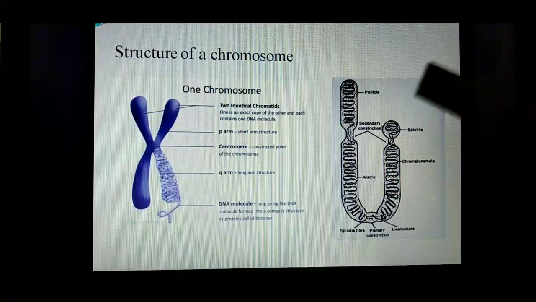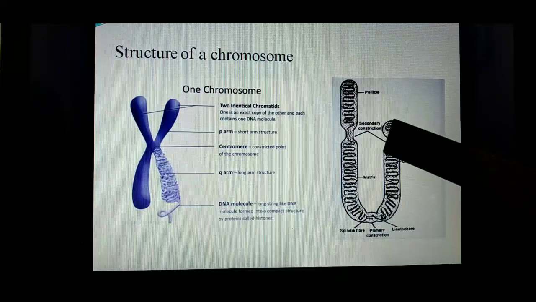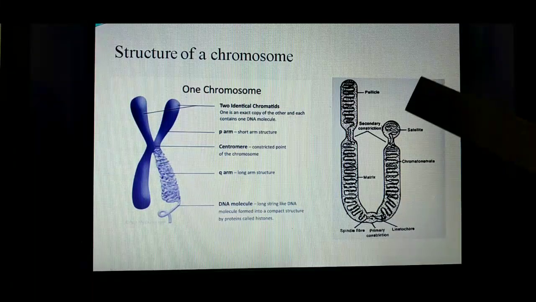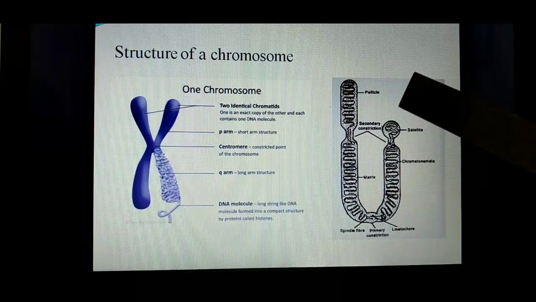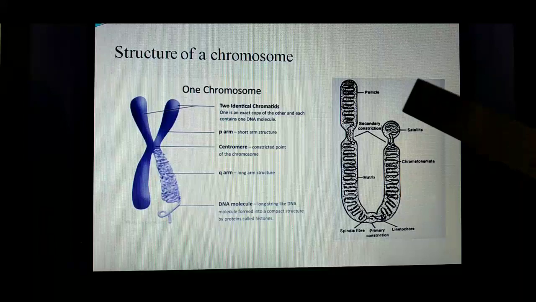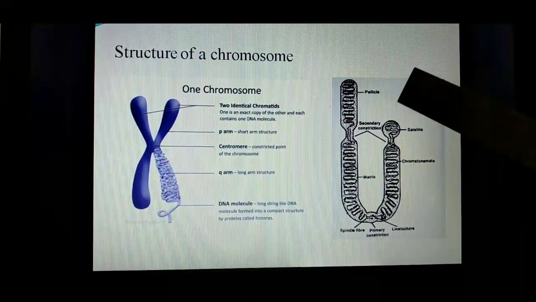The next region is the satellite. This knob-like structure is called the satellite. In some chromosomes, this knob-like appendage is present at one end of the chromosome. If that appendage is present in the chromosome, it is called a SAT chromosome.